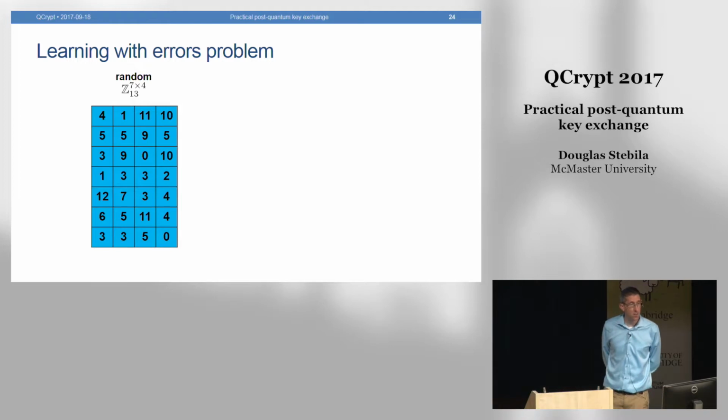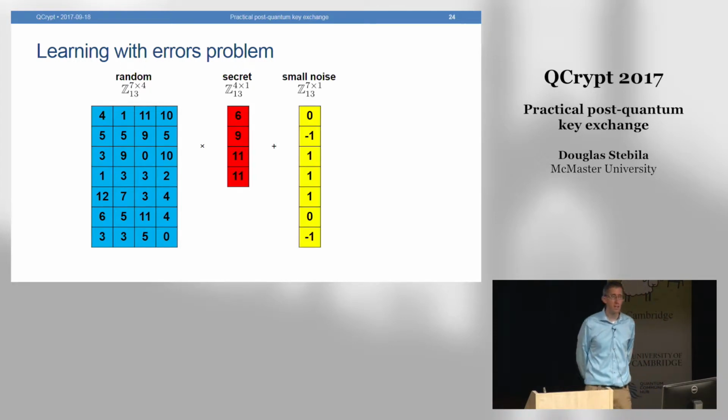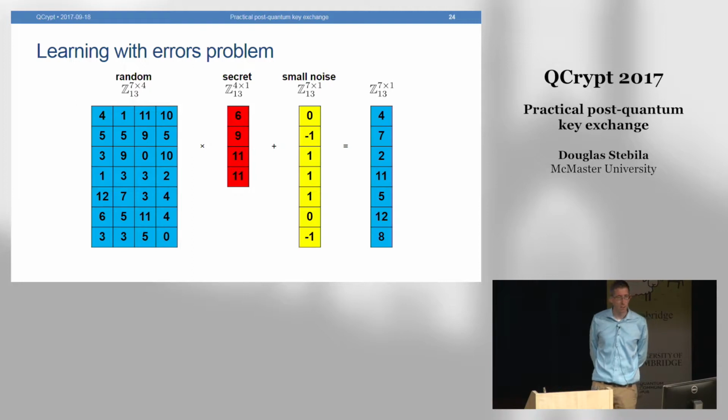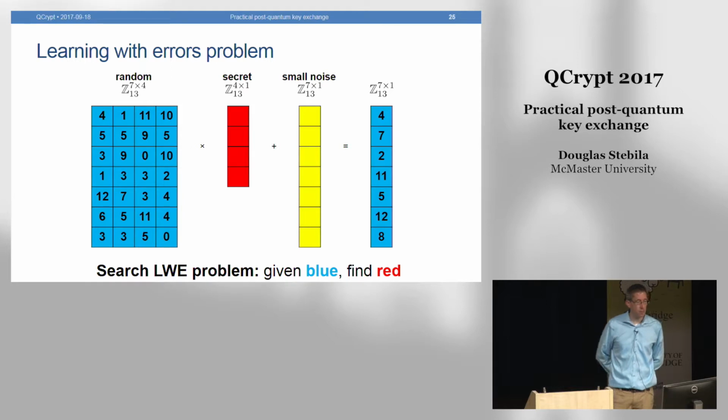Okay? Again, this is starting with a random matrix. I multiply it by a secret vector, and this time I add a small noise vector to the result to get the final vector. Okay? So if I now give you the two blue elements, the matrix and the final vector, and ask you to find the red secret vector, this turns out to be a hard problem. Or at least for appropriately chosen parameters, this seems to be hard. And we call this the learning with errors problem. Or more specifically, the search learning with errors problem, because it's about searching for the secret red vector.